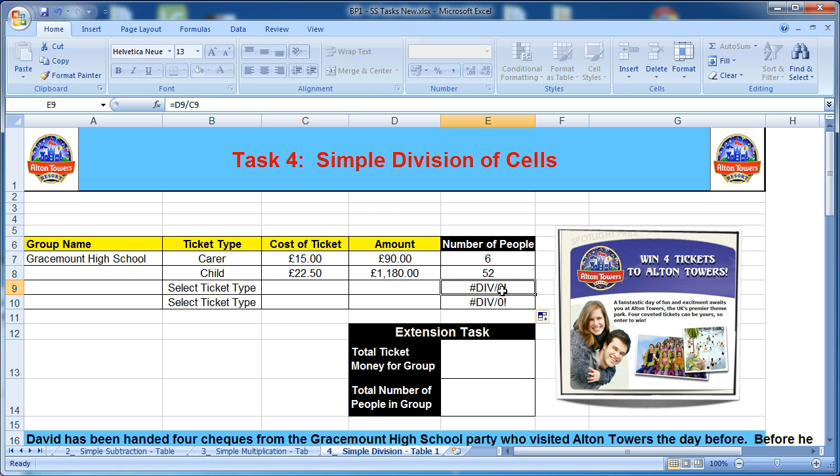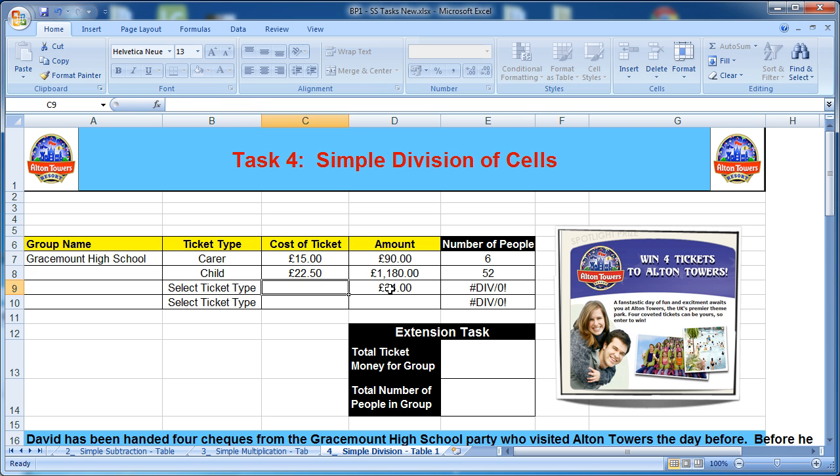Now you notice I've got a divide by 0 here, and I'm sure your maths teachers have told you that you can never divide by 0, and that's exactly what we're doing here. The formula is D9 divided by C9, and in C9 there's absolutely nothing there, so that's why you're dividing by 0. It's not happy about that, but when you fill that information in, it will automatically change.